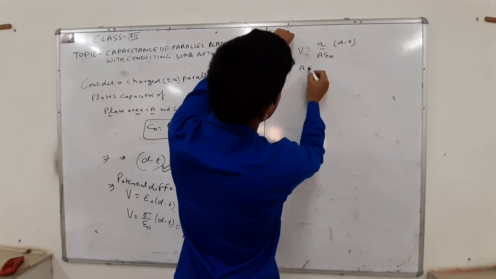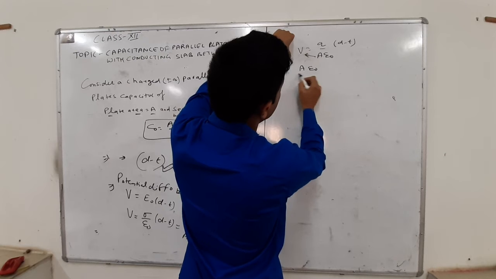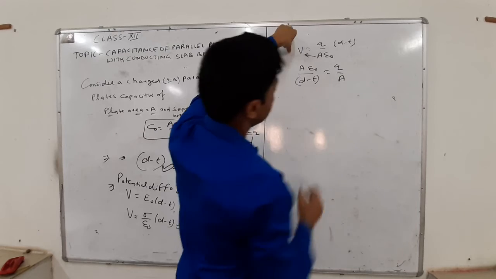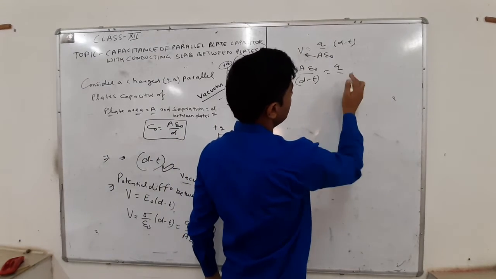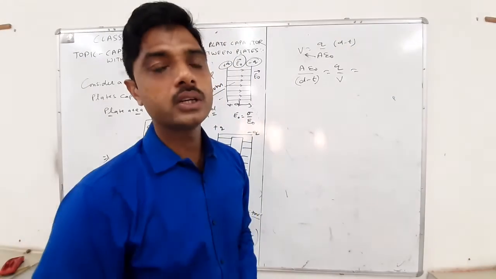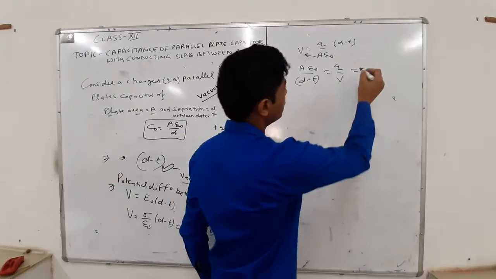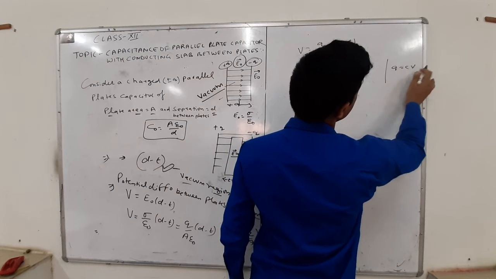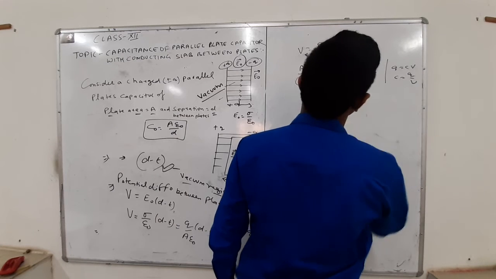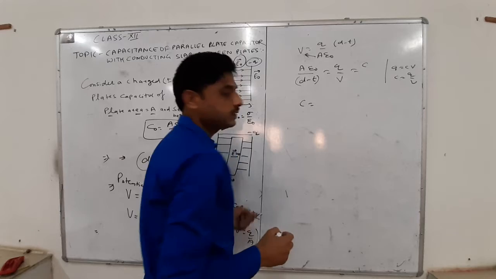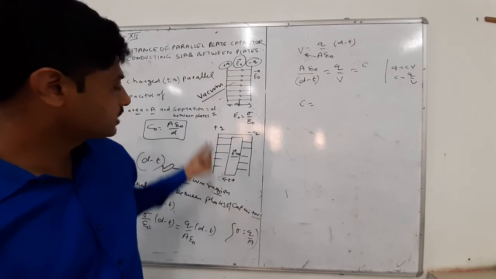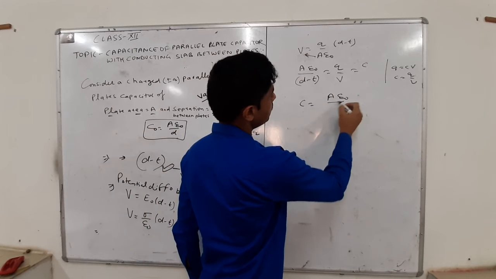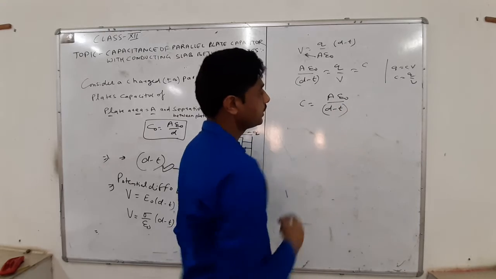So A epsilon naught upon D minus T equals Q upon V, and Q upon V equals the capacitance of the capacitor, because as you know Q equals CV and C is equal to Q upon V. So the capacitance of the capacitor when a conducting slab is placed between the plates is C equals A epsilon naught upon D minus T.